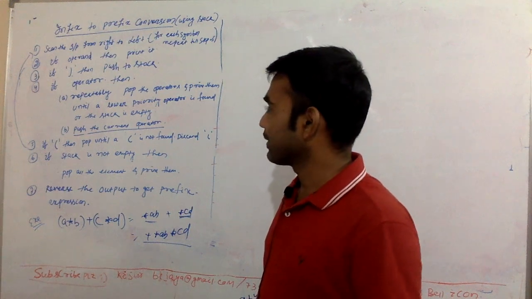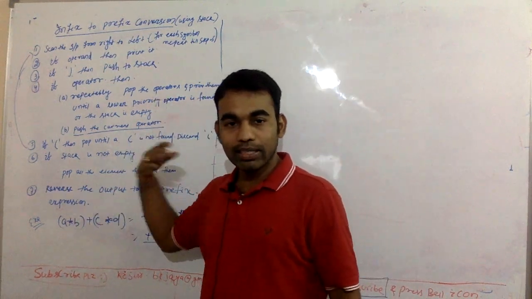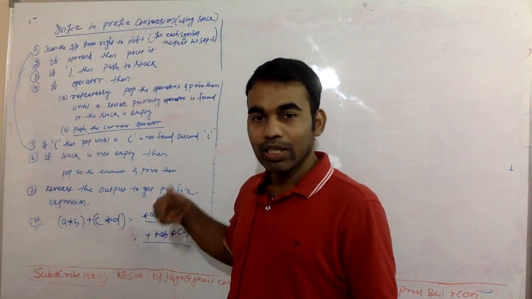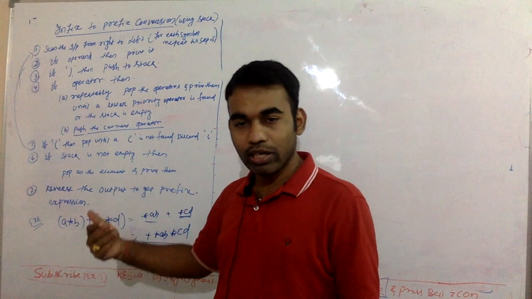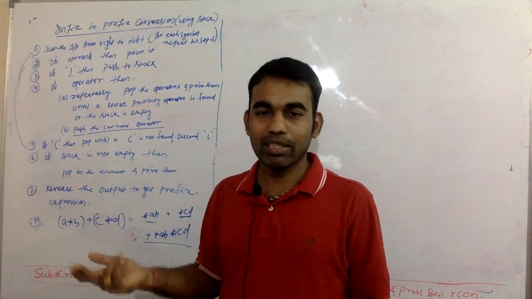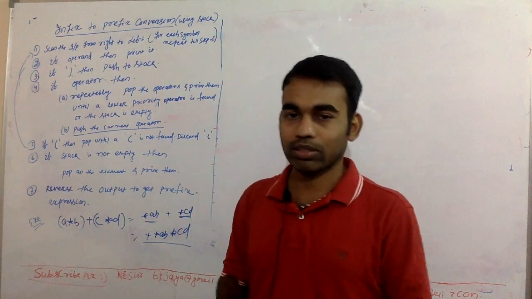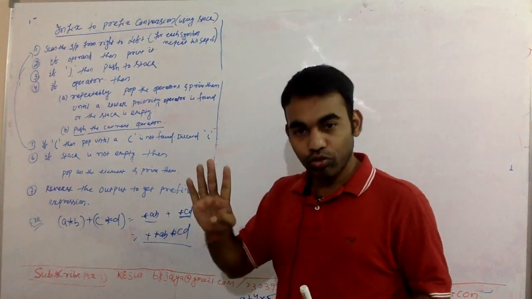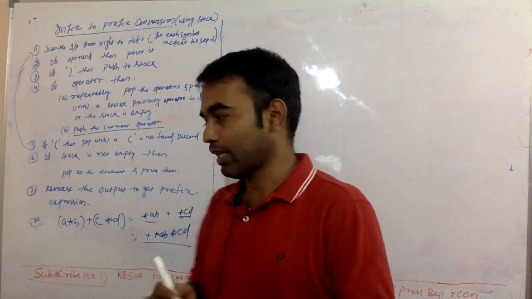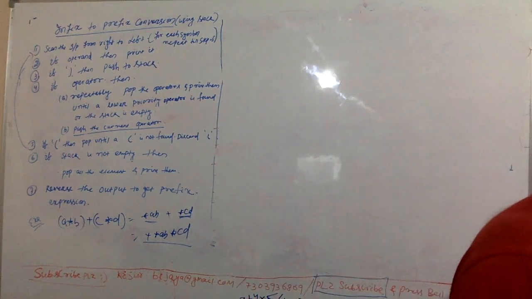If you remember, in infix to postfix we scan the symbols from left to right. If an operator is coming, we do something. If an operand is coming, we do something. If a left parenthesis is coming, we do something. If a right parenthesis is coming, we do something. So there are four kinds of things that are possible in an expression, right? That we have already discussed.